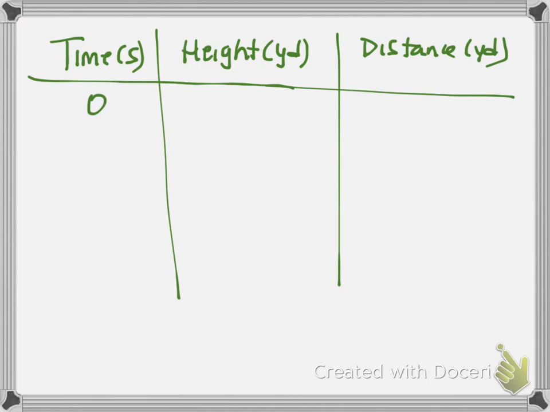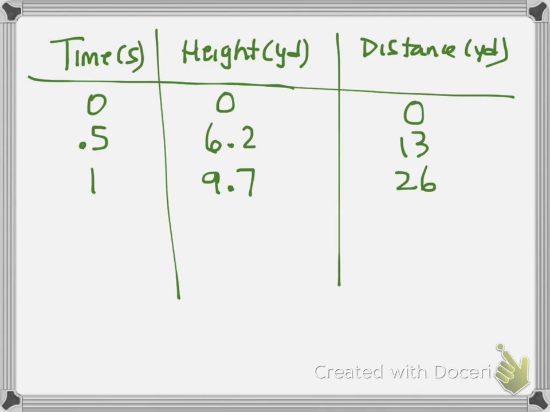And it shows at 0 point, you have no height and you've traveled no distance. In half a second, it's risen to 6.2 yards high and it's traveled 13 yards. In 1 second, its height is 9.7 yards and its distance is 26. In 1.5 seconds, it's up as high as 10.5 yards and it's traveled over 39 yards.